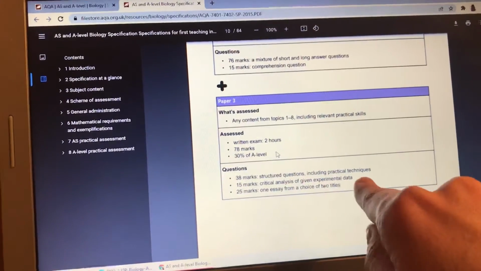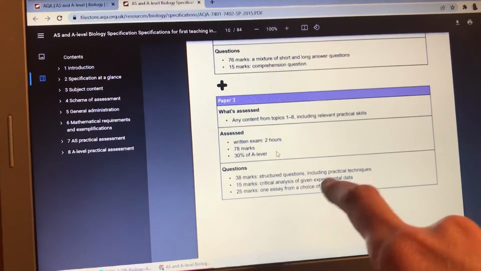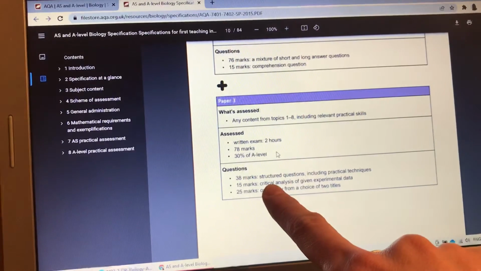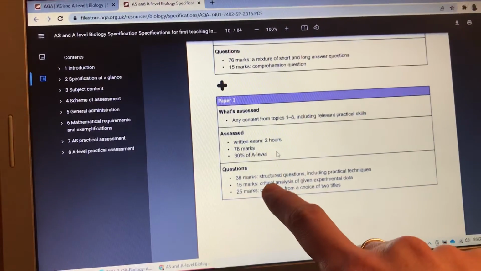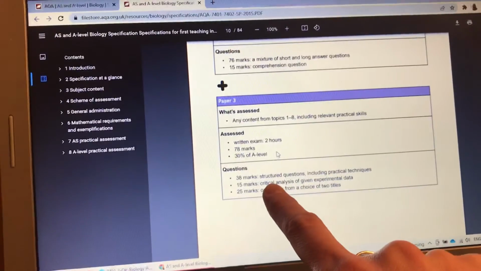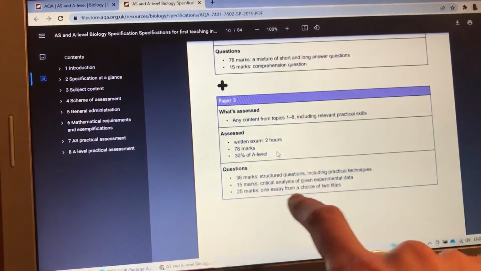There are more practical questions in this paper. You can have required questions in paper 1 and 2, but there tend to be more here. There are many more, rain's just started, I don't know if you can hear it, many more data analysis questions with some more math skills, experimental data on them, and then the essay at the end.